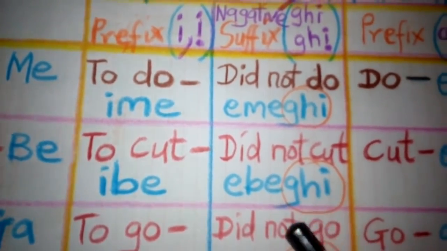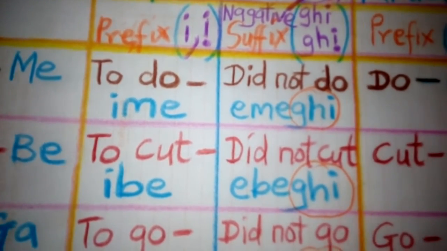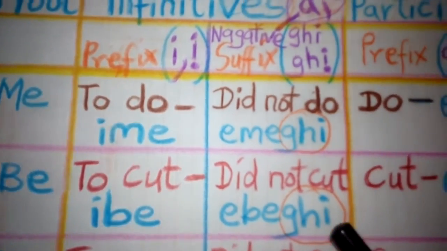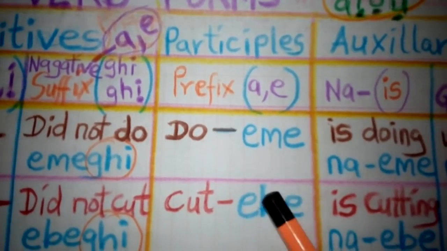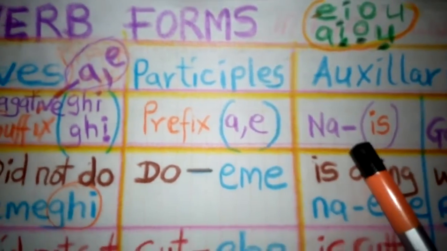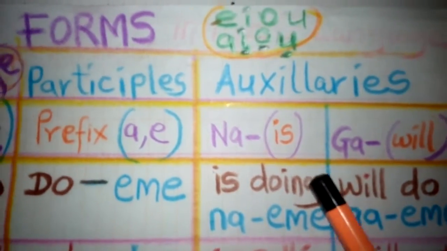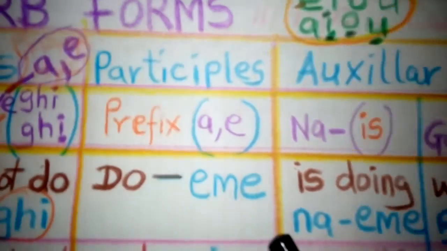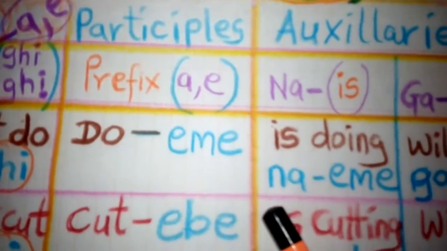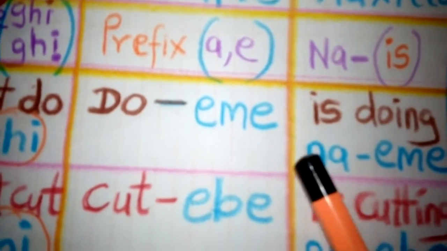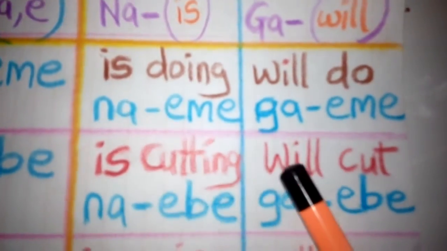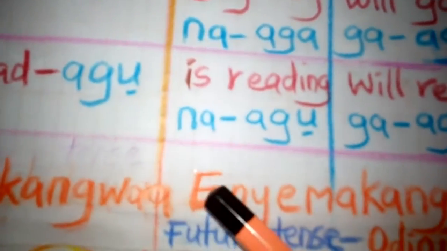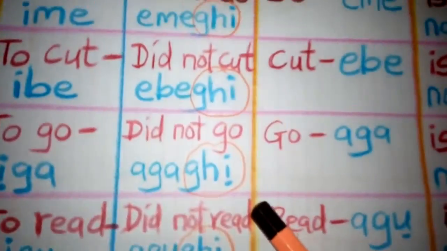So let me say that na means "is" in English, while ga means "will" in English. Na is used to specify present continuous, while ga is used to indicate future action. The future tense in the Igbo language is Odinihu.